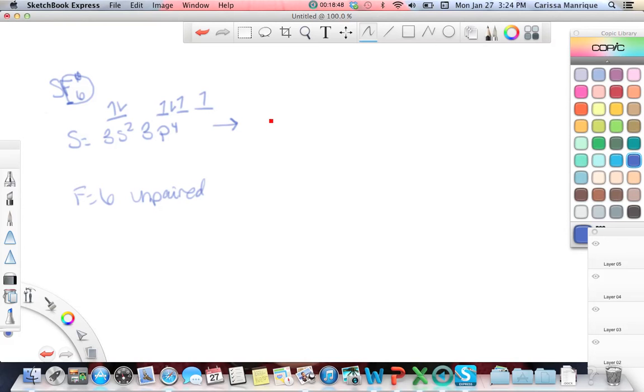Okay, so I need 6 orbitals to combine. So I'm going to combine 1 s, 3 of the p's. That gives me a total of 4. I need 2 more. So I'm going to do 2 d's. So sp3d2. All of these are going to be sp3d2. And I'm going to have 6 of them. 1, 2, 3, 4, 5, 6.